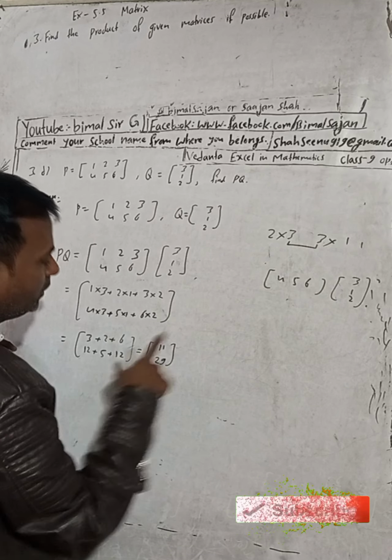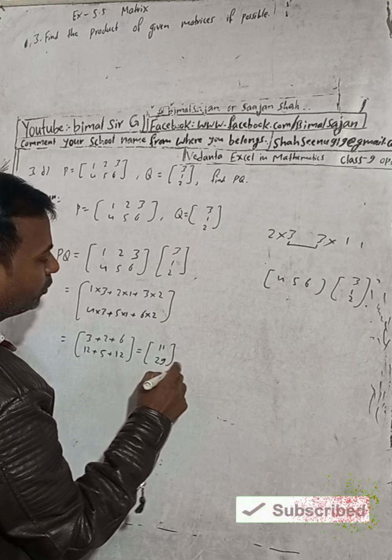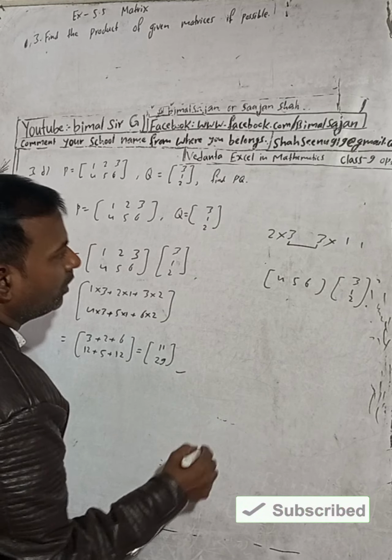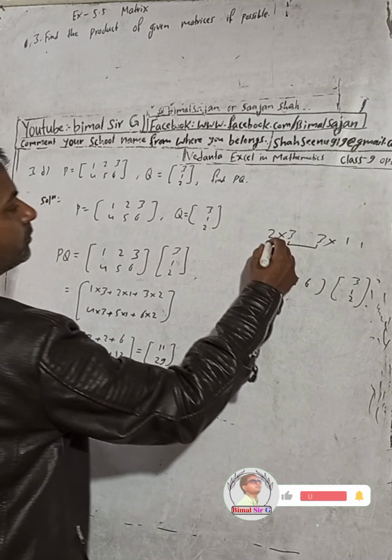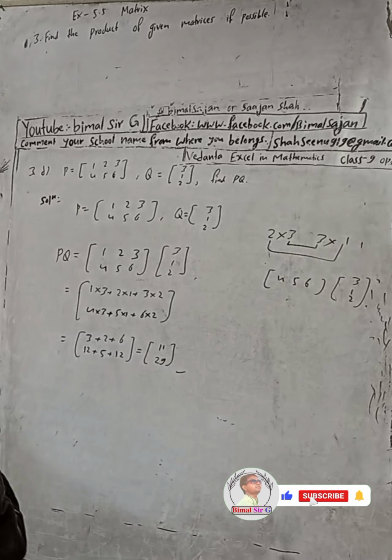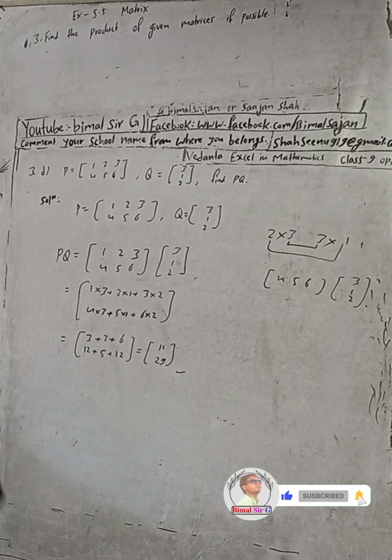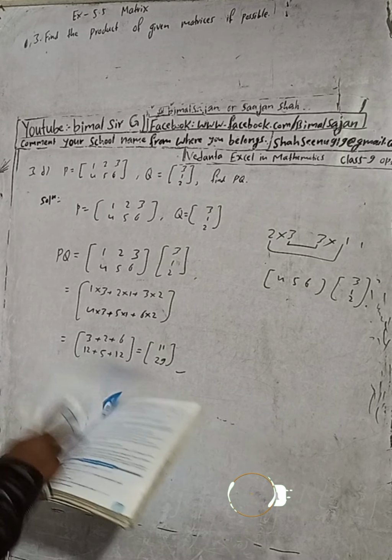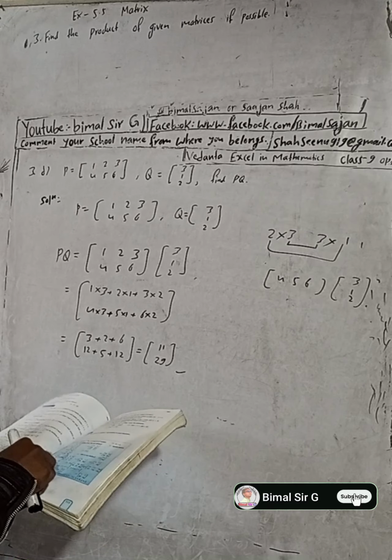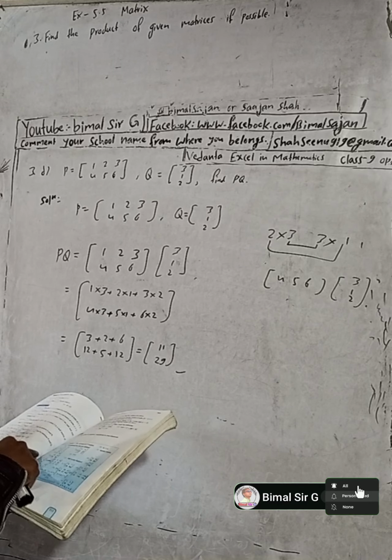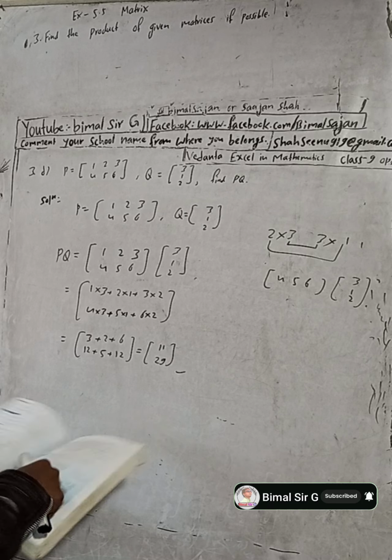I told you it is 2 into 1, this is 2 rows and 1 column, so 2 into 1 is the order of the result. So let me check the answer now. Here the answer is 11 and 29.